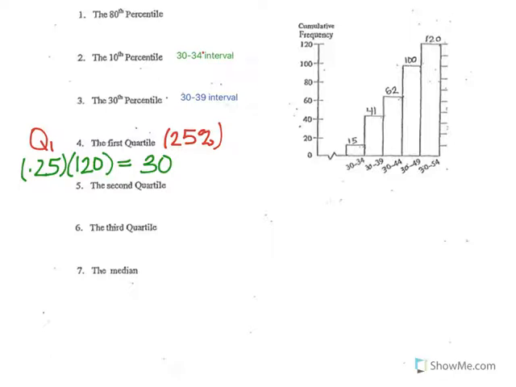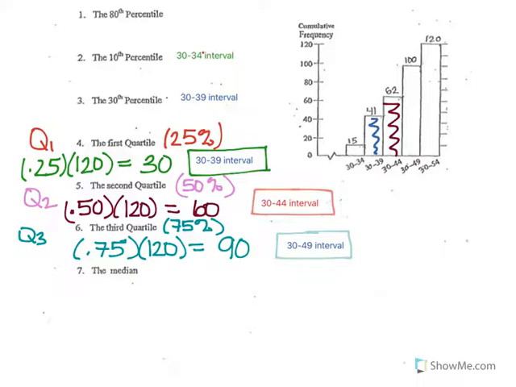And to figure out what interval that is, we look at our graph, and we should be in the 30 to 39 interval range. So go ahead and pause the video now to see if you can answer questions 5 and 6. Okay, so hopefully you got the same answers for questions 5 and question 6.